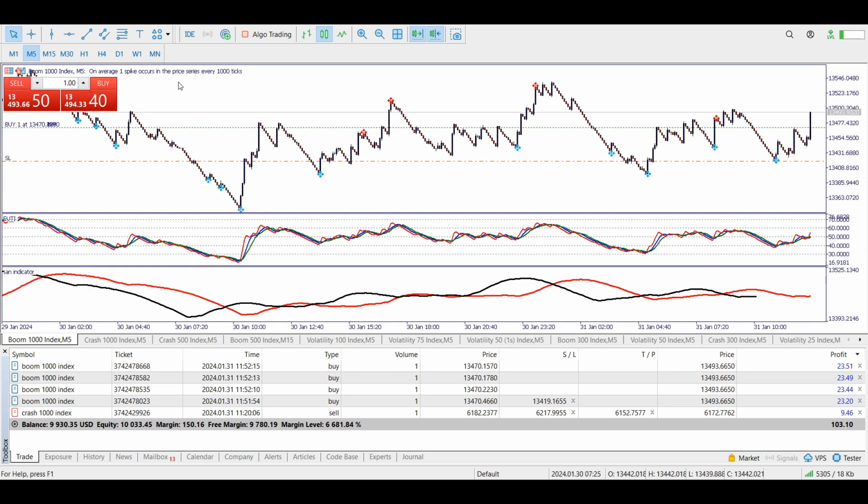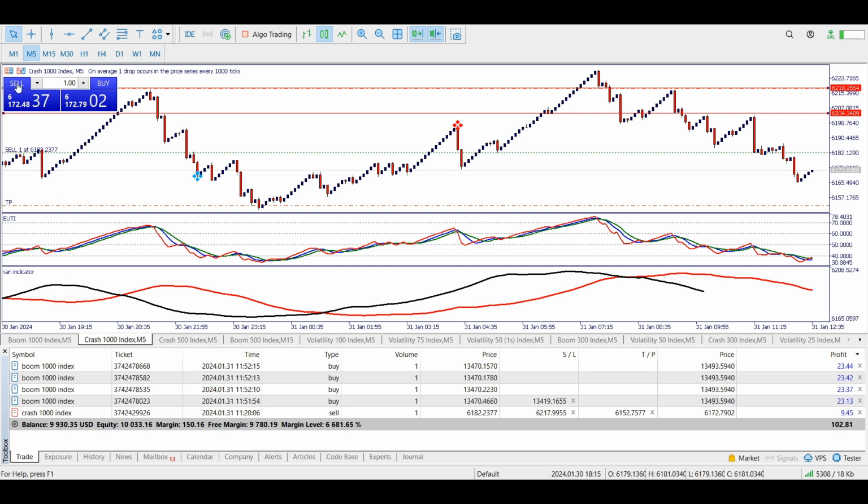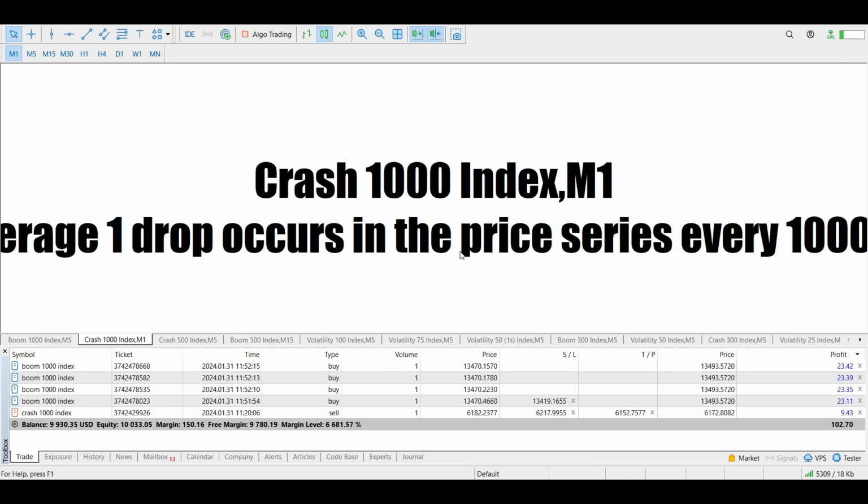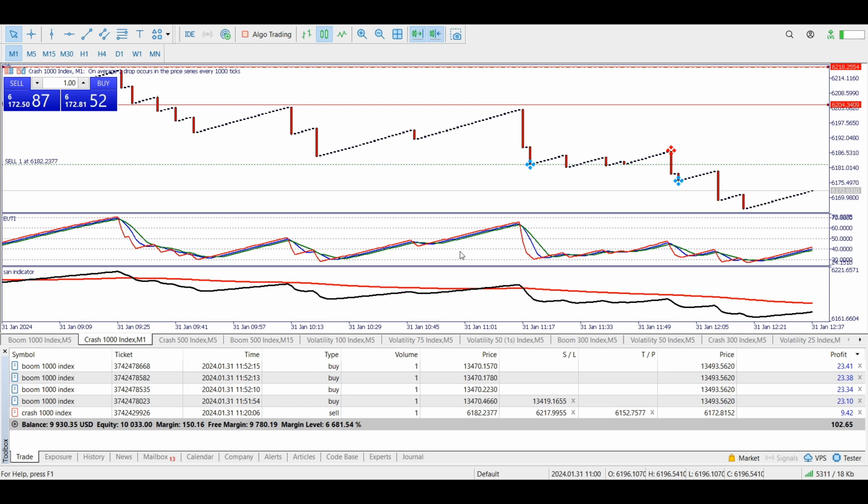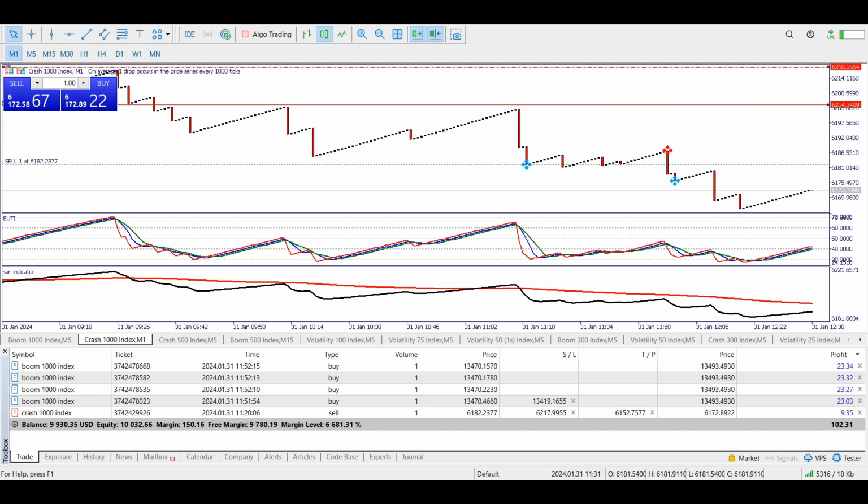Crash 1000 has also paid us. Now we have $9 on that Crash, and we have $23 each on Boom 1000. They have paid us, which means our analysis was spot on. Well done and congratulations. So this is how you basically make money with eun1. That's how you make money with the system. You just have to obey it, listen to it, and follow it.